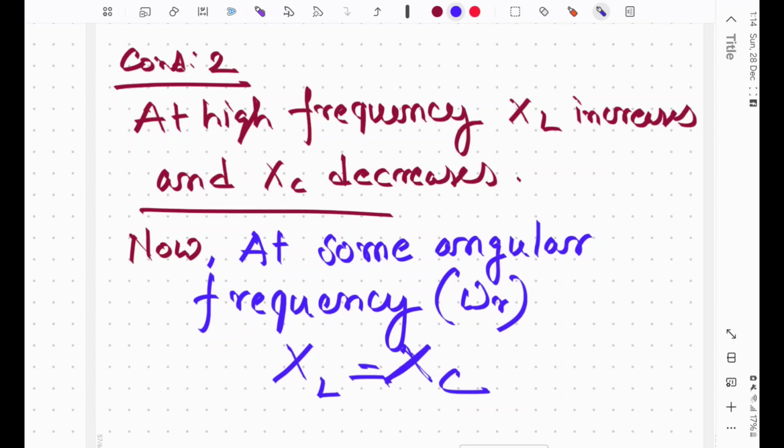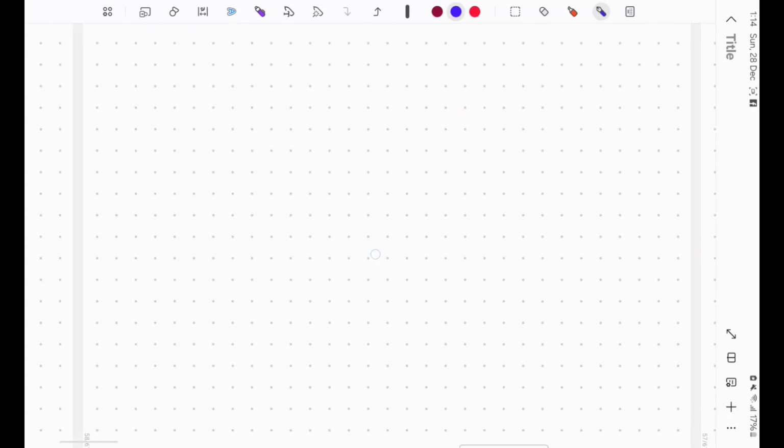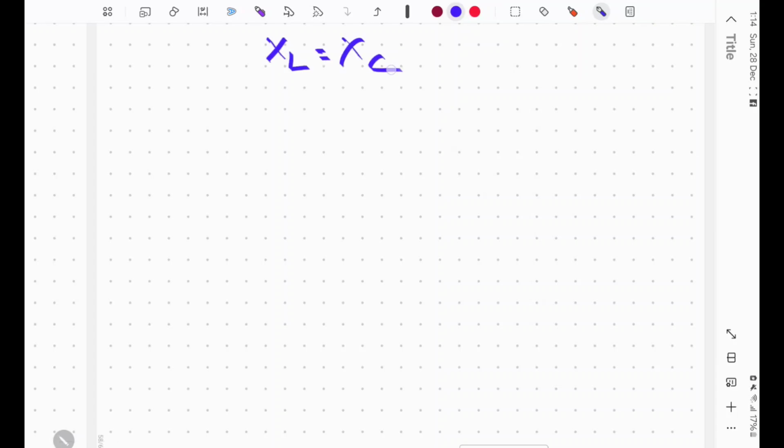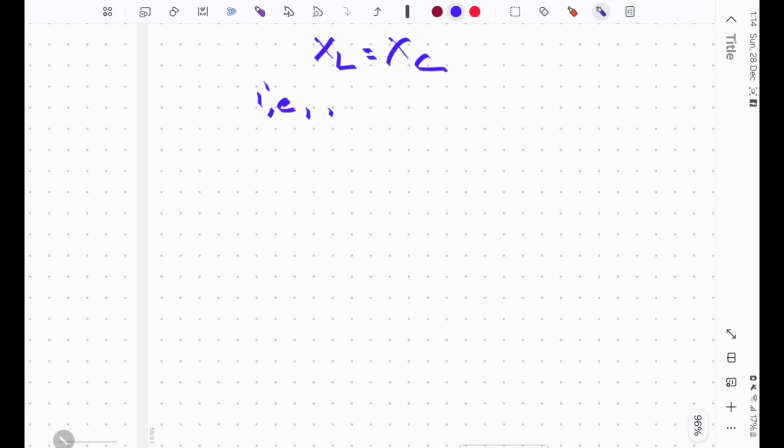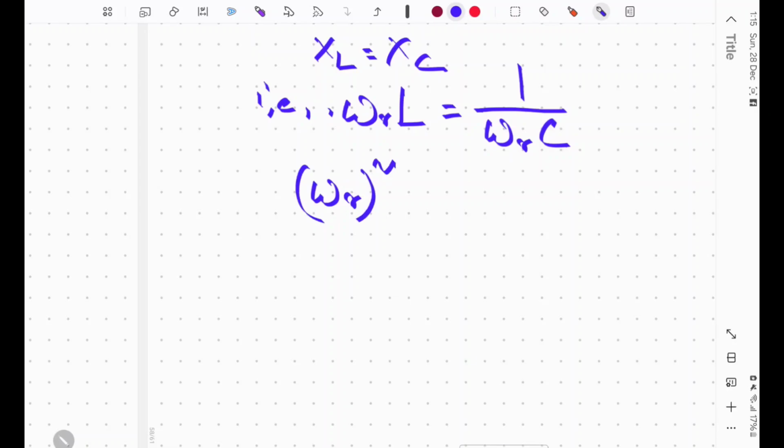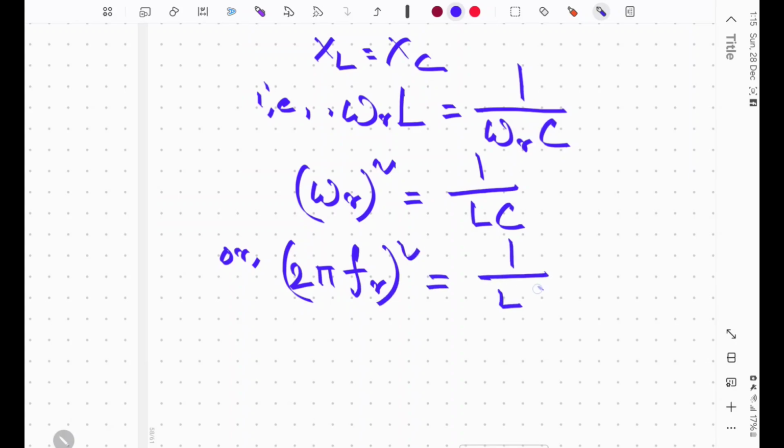So from this, XL equal to XC, we know that XL is equal to omega r L. So omega r L is equal to 1 by omega r C. Now if we rearrange, then we can write omega r square is equal to 1 by LC, or we can write omega r is equal to 2 pi f r, so (2 pi f r) whole square is equal to 1 by LC.